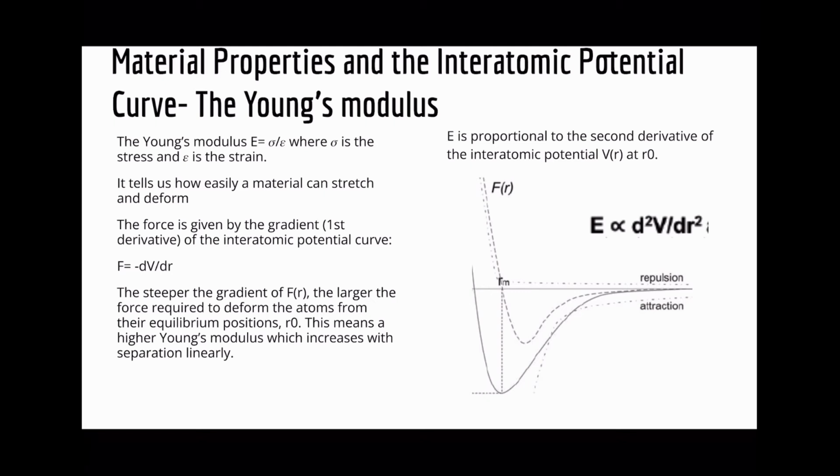Hence, we can say that E is proportional to the gradient of the force curve, F(r), at r naught, or in other words, E is proportional to the second derivative of the interatomic potential, V(r), at r naught. A strongly curved well indicates a stiff material. A flat well tells us a material that is easily deformed.